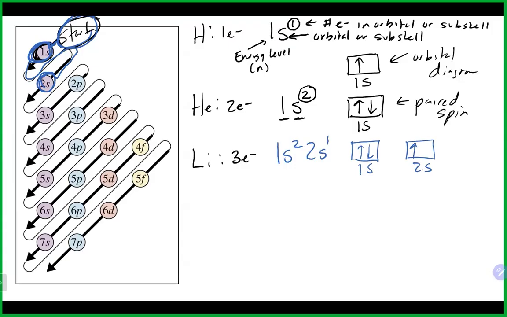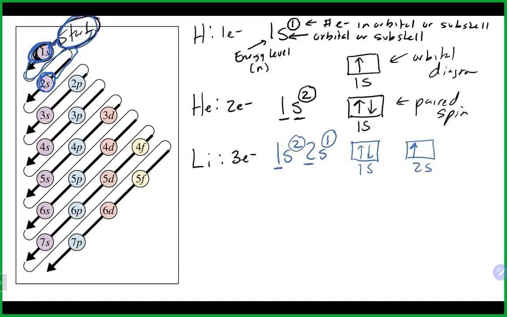This also tells me a couple of things when I look at the electron configuration. How many electrons do I have on the first energy level? I have 2 on the first energy level. This number tells me the energy level, and there are 2 electrons on that energy level. How many electrons do I have on the second energy level? I now have 1 on the second energy level, right? So I have 1 electron that's higher in energy than those 2 that are lower.